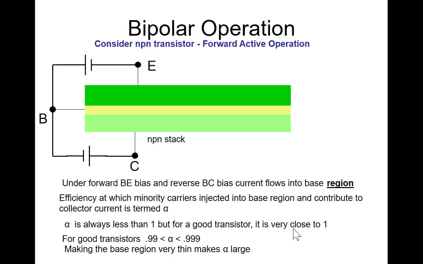Between 99% and 99.9% of the minority carriers become contributors to the collector current. Making the base region very thin makes the alpha large. If you make it too thin, you'll lose the region and the device will quit working. Okay?